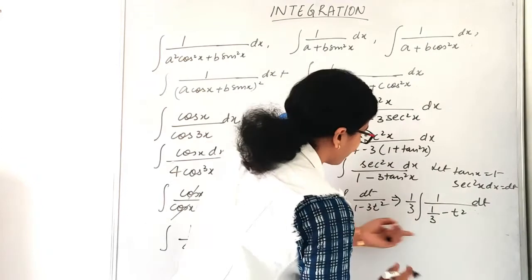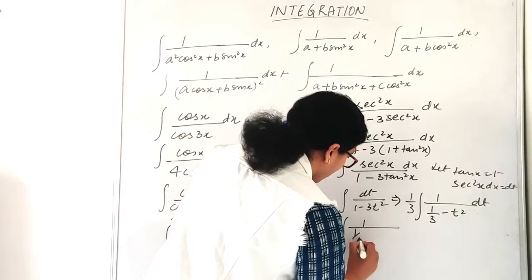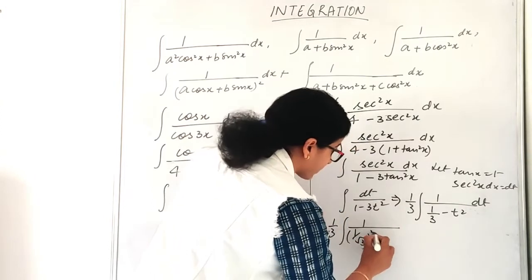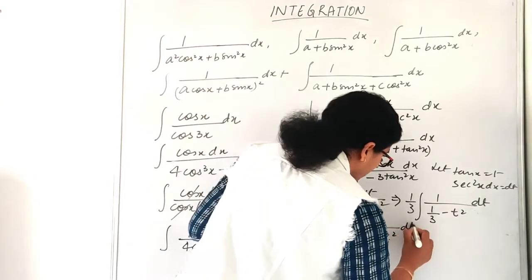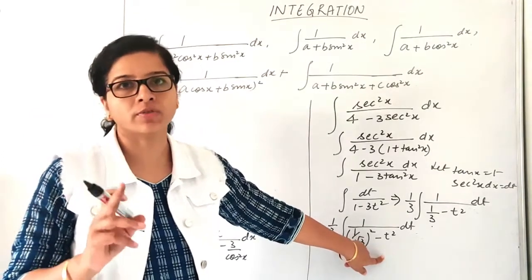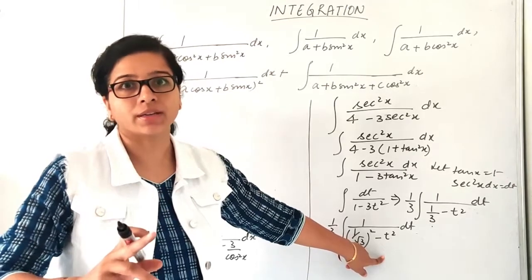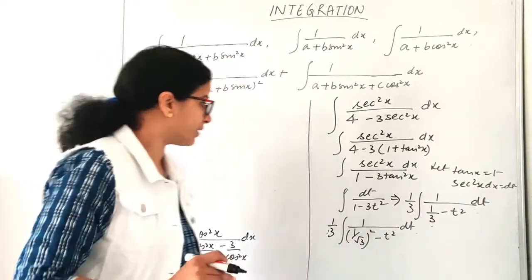So now this can be written as 1 by 3, 1 upon 1 by root 3 whole square minus t square dt. So now this is 1 upon a square minus x square. So what is the formula? 1 upon 2a log a plus x upon a minus x, right? Plus c. So let us apply that formula.